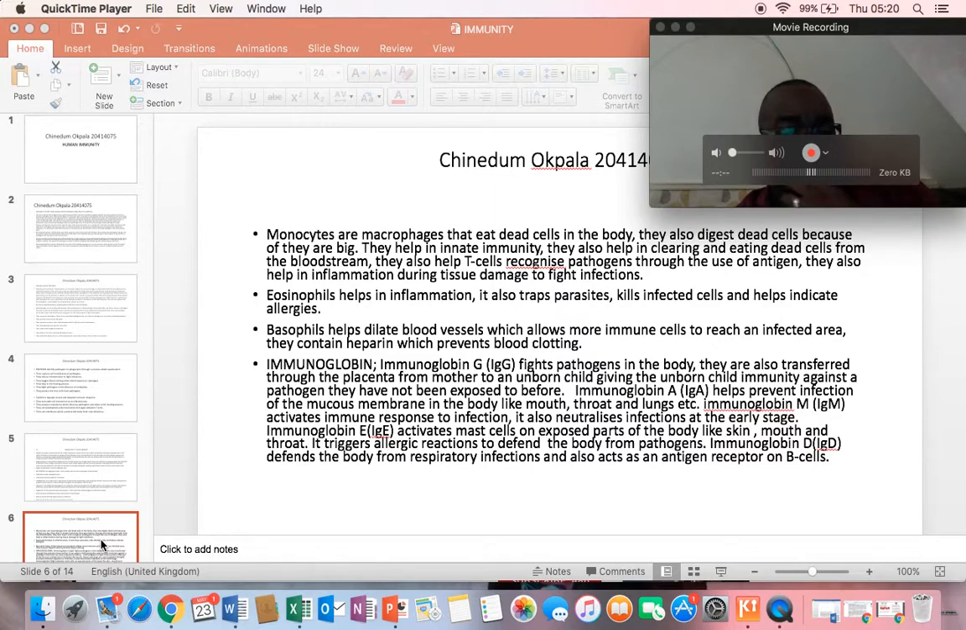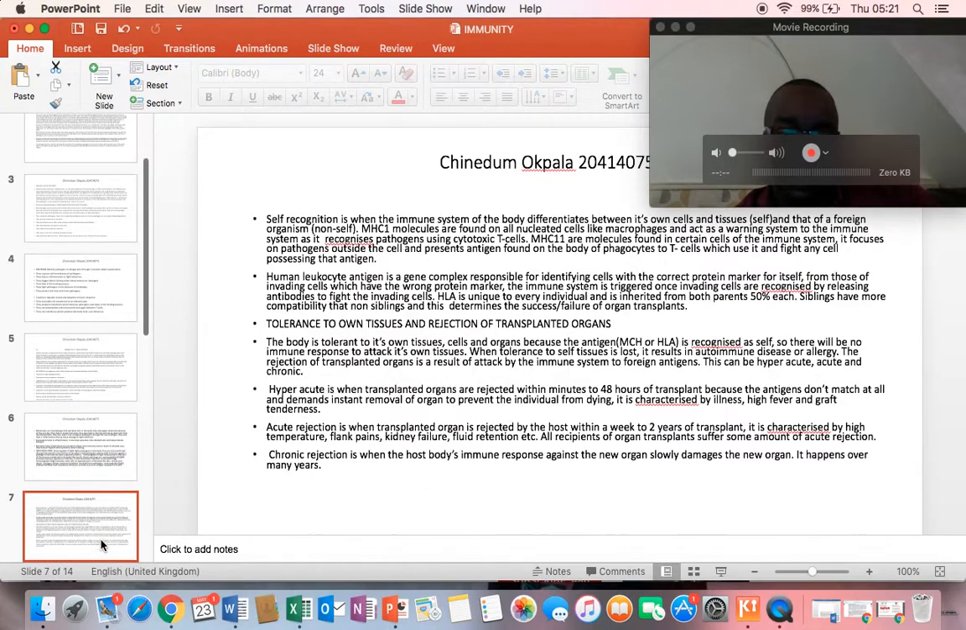Immunoglobulin D defends the body from respiratory infections and also acts as an antigen receptor on B cells.